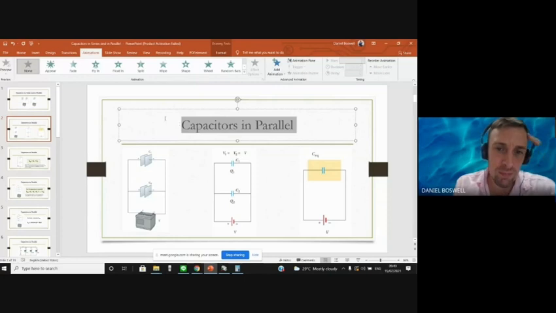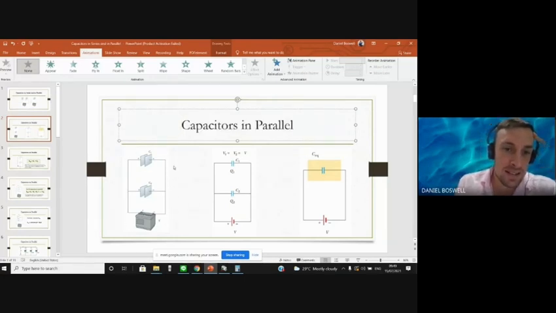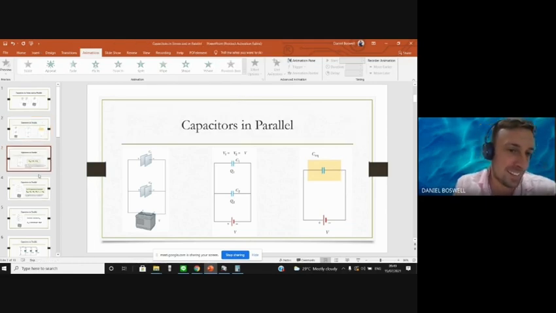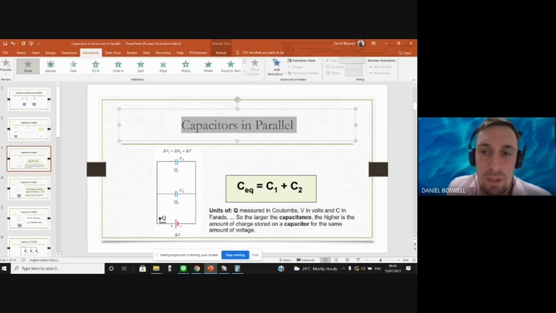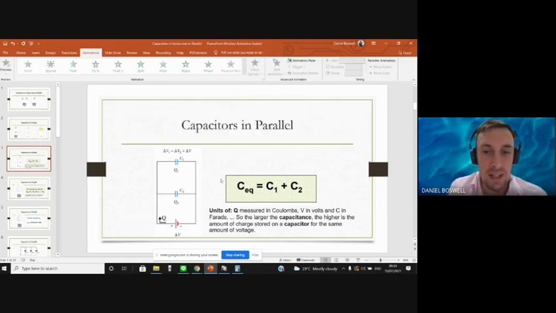Thank you, Bill. Okay, so here we have a small parallel circuit. We come out of the battery, and you'll see this capacitor is in parallel with this capacitor. Here's another quick one. We've got C1, capacitor 1, in parallel with capacitor 2, and then CEQ. Capacitors in parallel. Let's carry on. So our CEQ equals C1 plus C2.